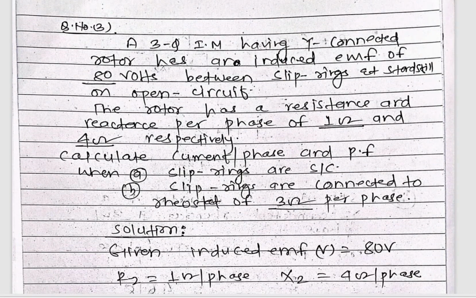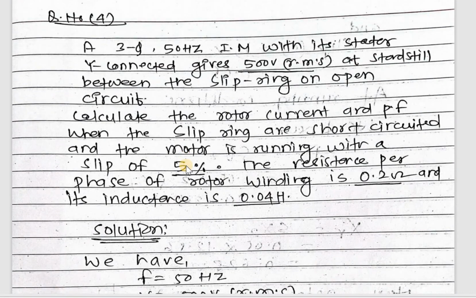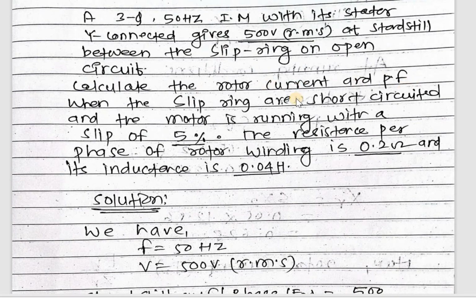And our next numerical problem is, a 3-phase 50 Hz induction motor with its star connected rotor gives 500 volt RMS at standstill between the slip rings on open circuit. Calculate the rotor current and power factor when slip rings are short circuited and the motor is running with a slip of 5%. The resistance per phase of the rotor winding is 0.2 ohm and its inductance is 0.04.